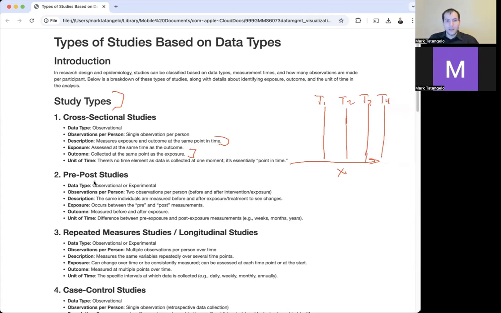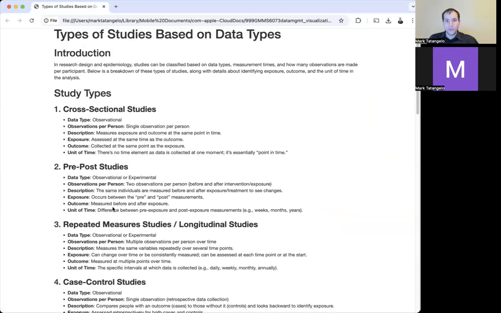Pre-post studies, these are observational or experimental. We need at least one observation before and after an intervention or exposure. We are looking at the difference between the pre and the post measurement. The unit of time for pre-post, if there's multiple pre and multiple post tests, you can compute a unit value in time. Otherwise, a time between the pre and the post test is what you're looking at.